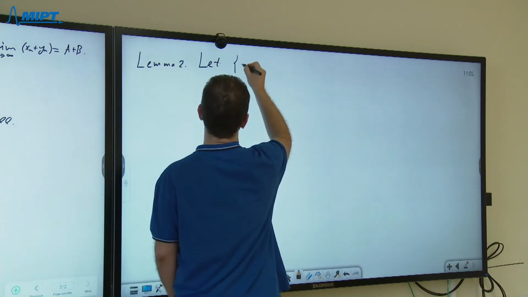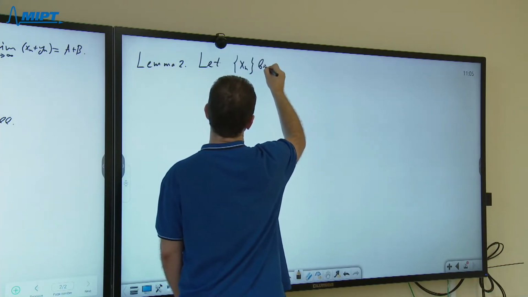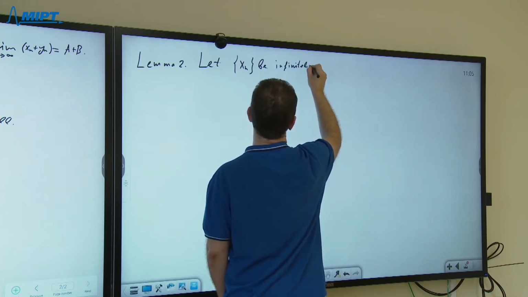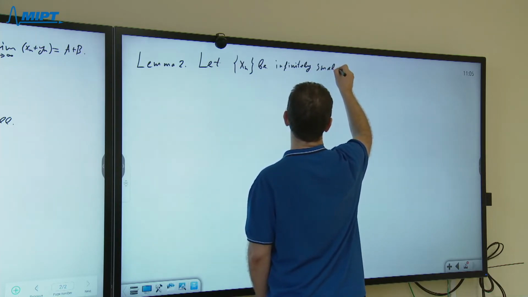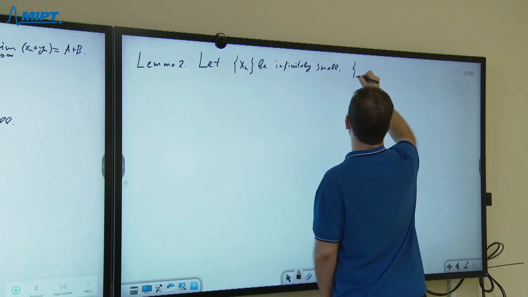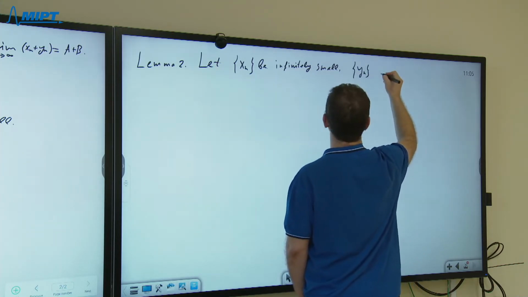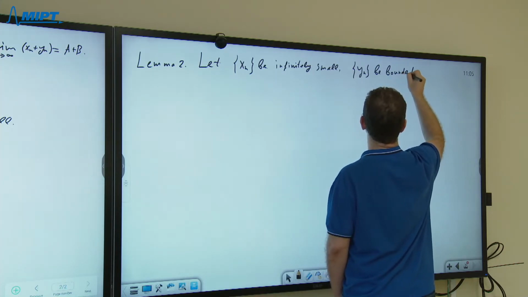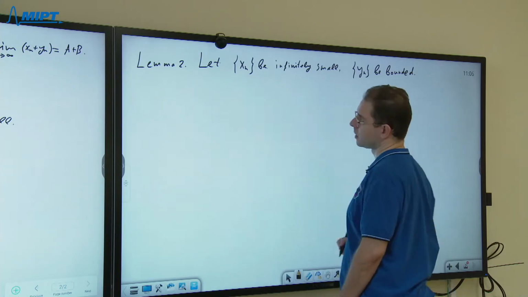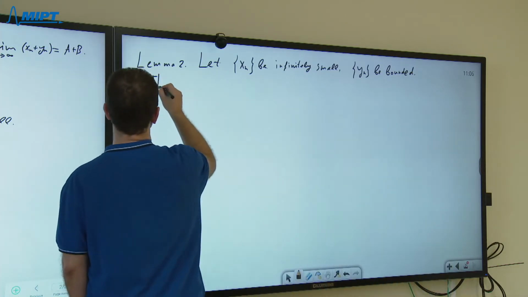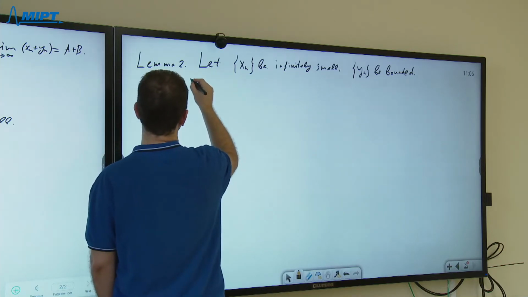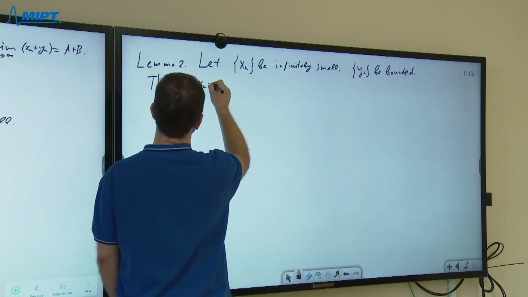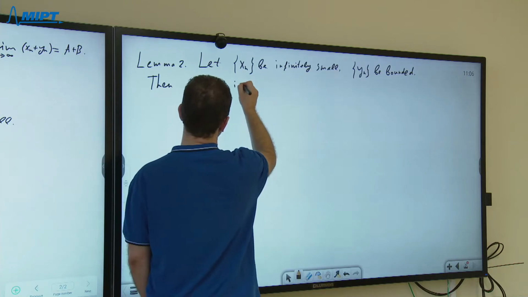Let xn be an infinitely small sequence, and yn be bounded. Then, if we multiply them, we will have an infinitely small sequence. Xn times yn is infinitely small.